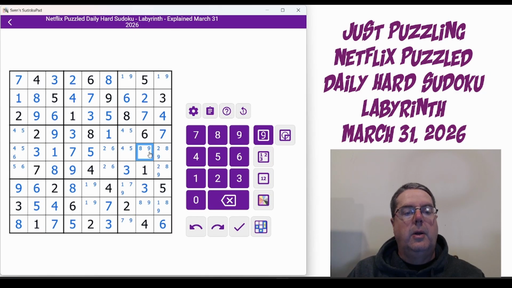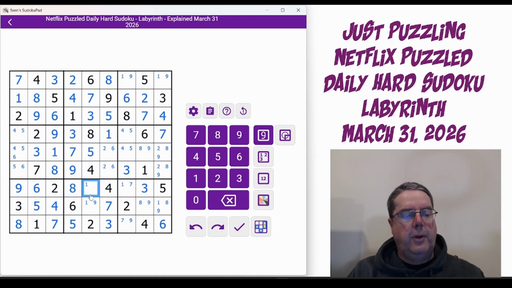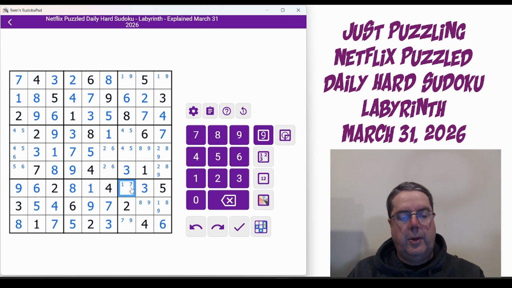8, 9 there, 8, 9 there, 2, 8, 9, 1, 9. So 9 comes across here, so these can't be a 9. This is going to make this a 1 and this a 9 here. This can't be a 1, so it's got to be a 7. This can't be a 7, so it's got to be a 9.